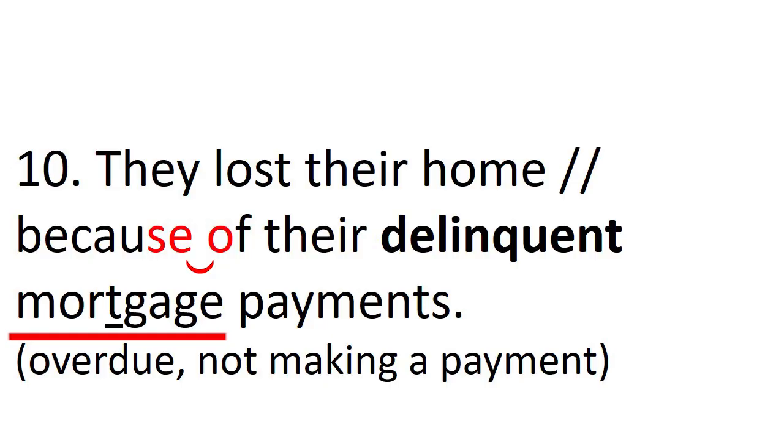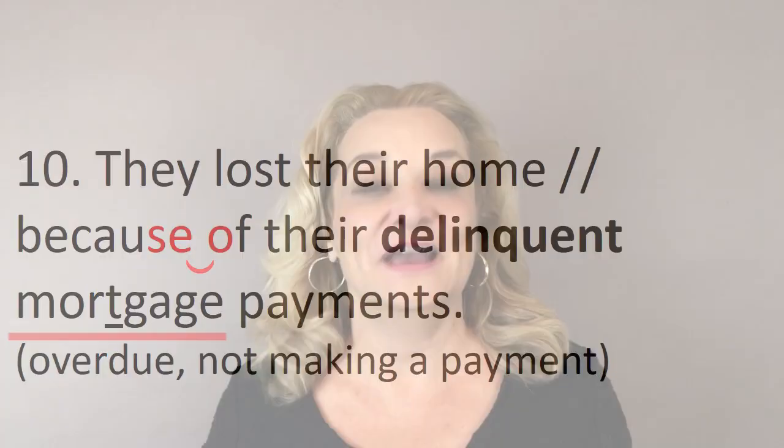If you have an apartment, you pay rent. And if you own your home, sometimes you pay mortgage payments. And pay attention, that T is silent. We don't say mortgage. Listen again. They lost their home because of their delinquent mortgage payments.